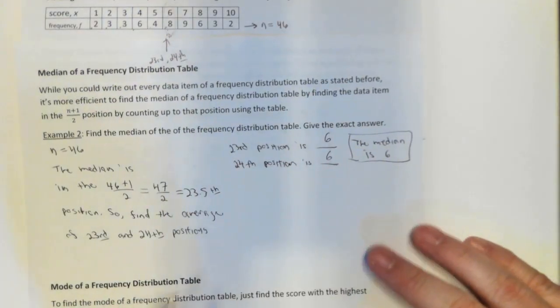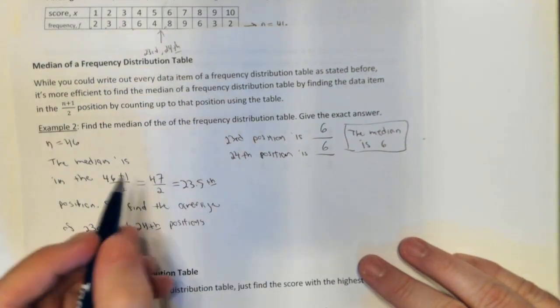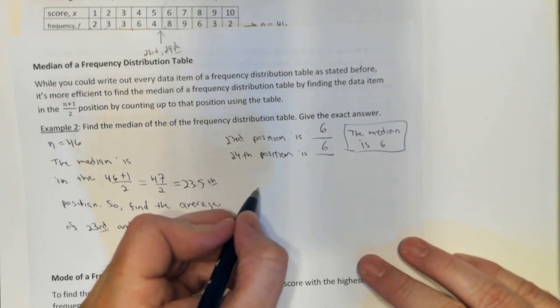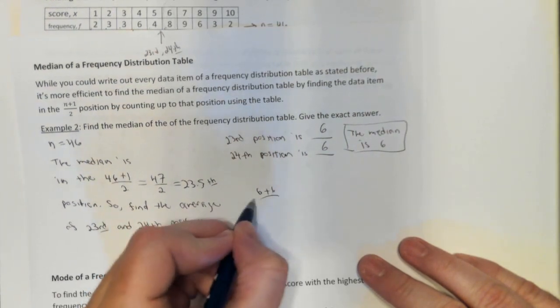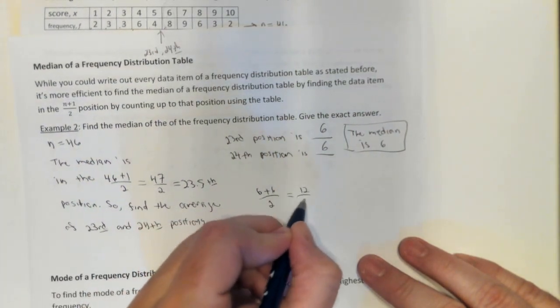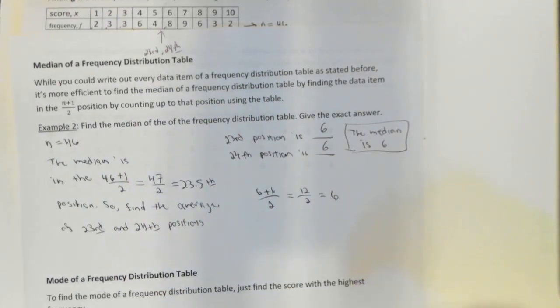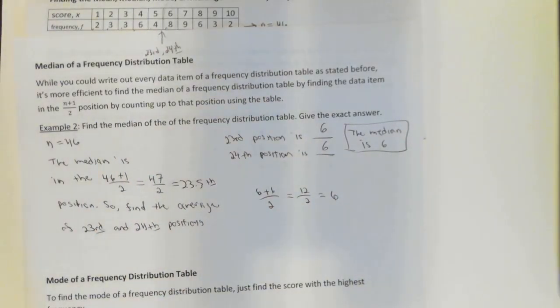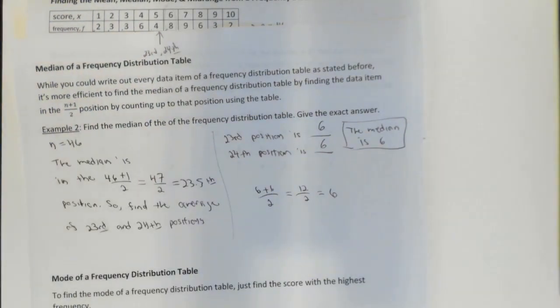But if you want to do the calculation, remember it's the average, so 6 plus 6 over 2, 12 over 2, well, it's just 6. Okay. If the number is the same, there's no need to do the calculation. All right, that's the worst one, I think. I think that's the one that's the trickiest.